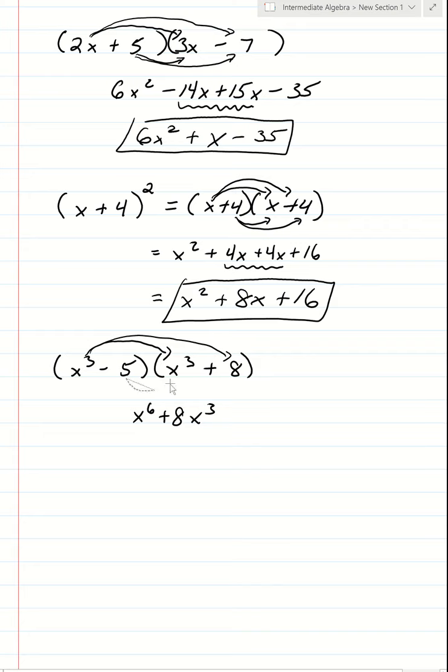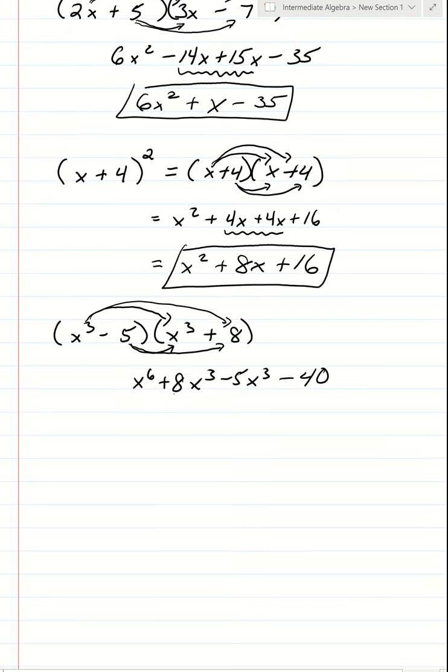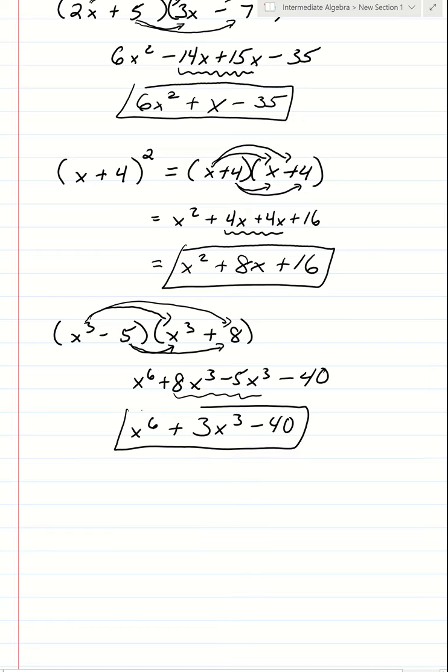Now I have to multiply the negative 5 times the x to the third, and that would give you a negative 5x to the third. And lastly, negative 5 times the 8 would give you a negative 40. As we combine like terms, as we always do here in the middle, we're still going to keep the x to the sixth. When we combine the like terms, we would get a plus 3x to the third minus 40, and that would be your simplified expression.